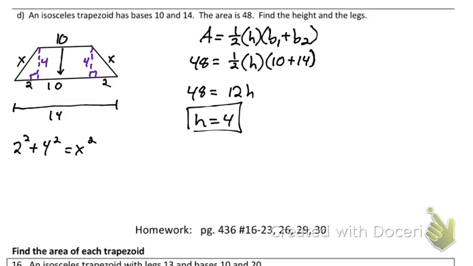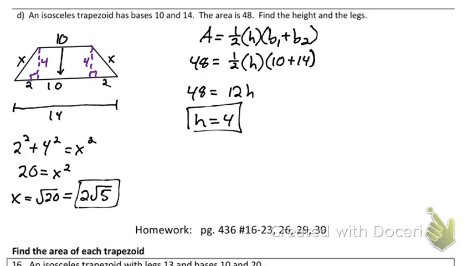We work our way down. 4 squared is 16. 2 squared is 4. 4 plus 16 is 20. Take the square root of both sides. You'll have x equals the square root of 20, which we already did in the Bell work. That equals 4 times 5, so it's going to be 2 square root of 5. Do I need to find the other leg? No, it's isosceles, and they're both x's, so this is both legs. We just need one leg. We know the other leg.